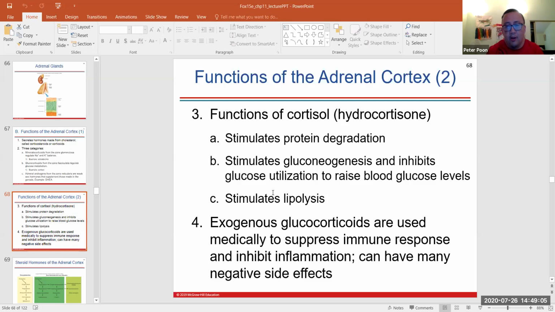Exogenous glucocorticoids are used to medically suppress immune response and inhibit inflammation. And I'm sure you guys have all used cortisol at one point or another, or hydrocortisone.